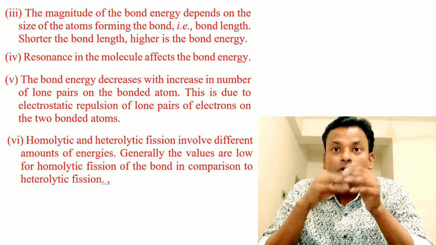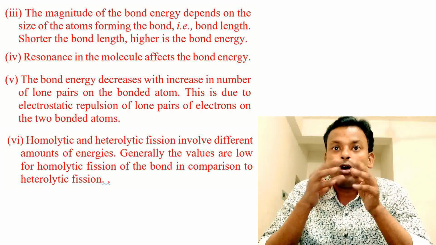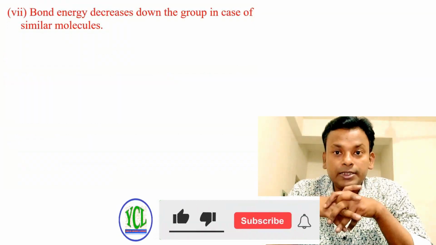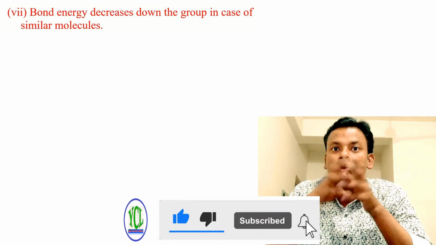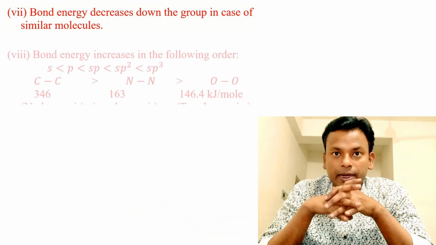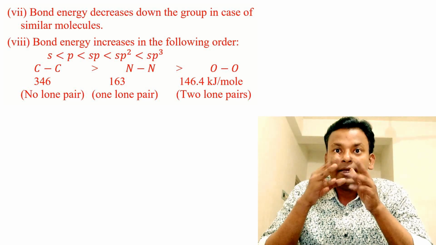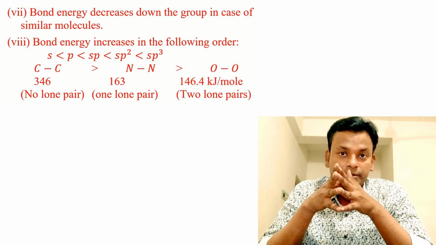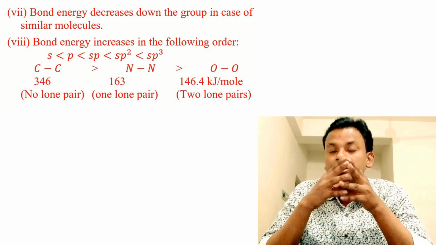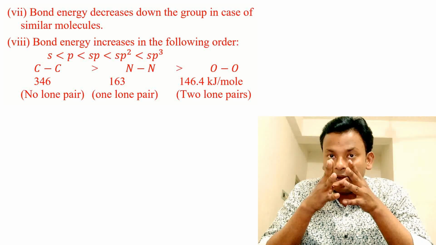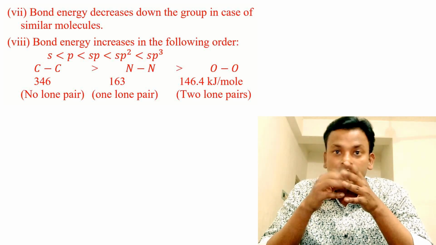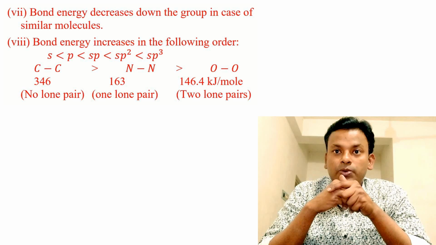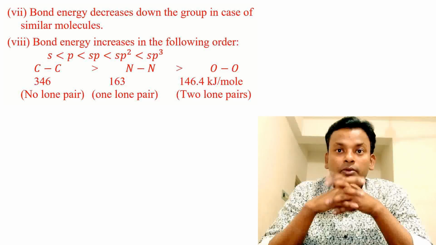Generally, the values are low for homolytic fission of the bond in comparison to heterolytic fission. Point 7. Bond energy decreases down the group in case of similar molecules. Point 8. Bond energy increases in the following order: p, sp3, sp2, sp, s. And here C-C is 346, no lone pair. In N-N, that is nitrogen, 163, one lone pair. And oxygen, O-O, is 146.4 kJ per mole, two lone pairs are present.